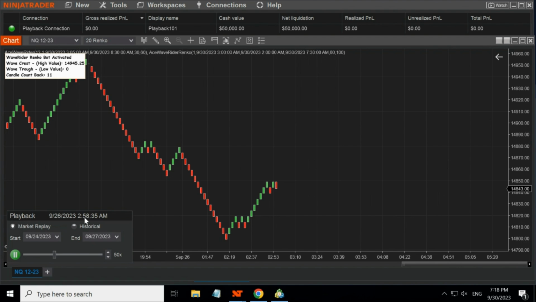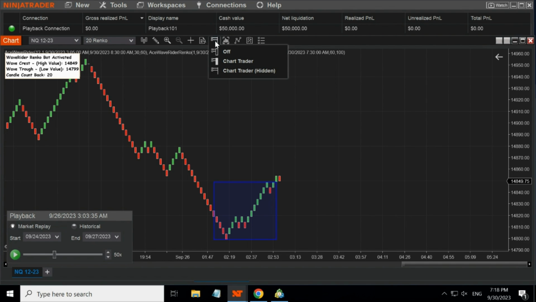We're about to hit our 3 a.m. time where we can see our waveform, and there we go, we've seen our waveform. So let me just pause it for 1 second. I should probably turn on our chart trader.